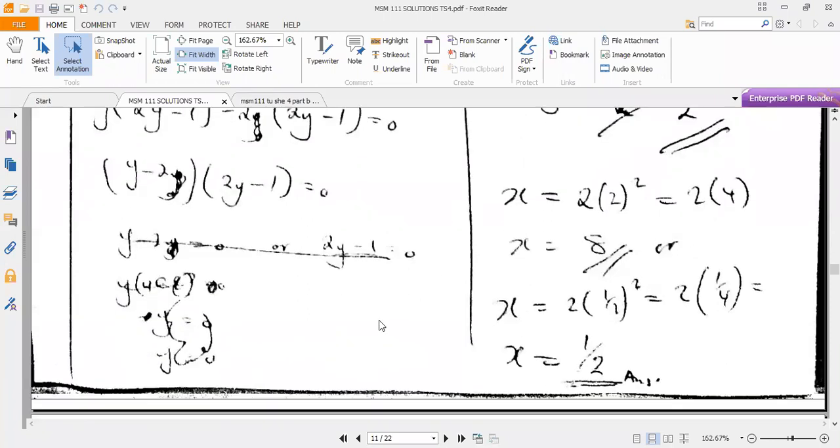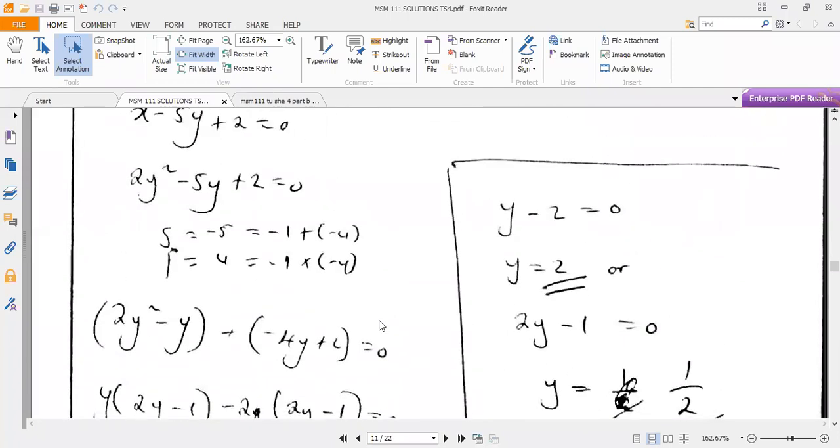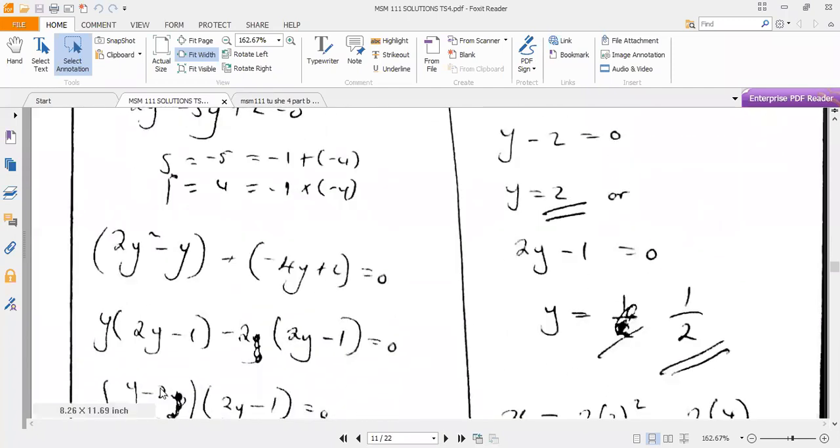So now this guy here, you can easily see that y minus 2 is equal to 0. So you can say that the 2 goes that side. So we have y equals 2, or 2y minus 1 is equal to 0. So the 1 can go that side, and then you have 2y equals 1. Now the 2 on this side, you can divide. That's where the half is coming from here.